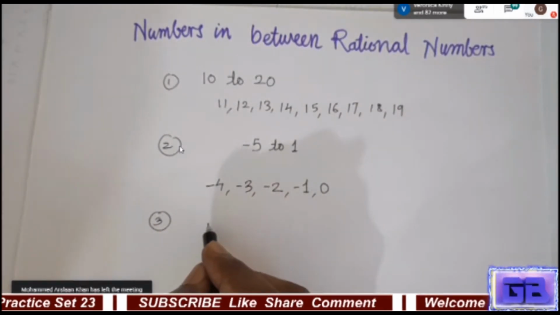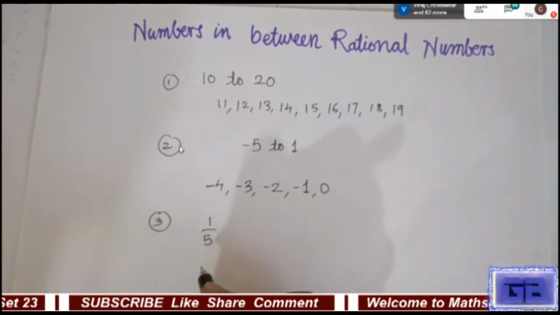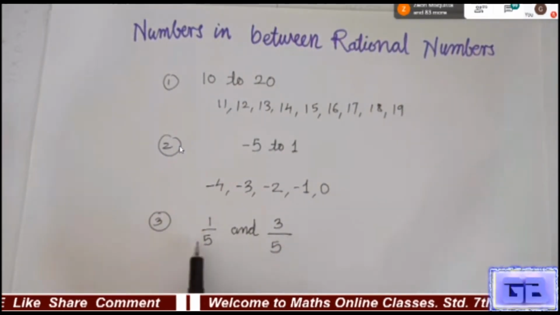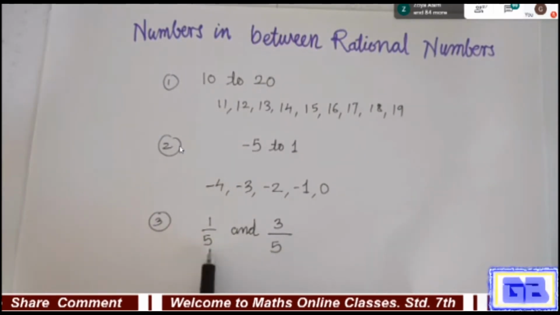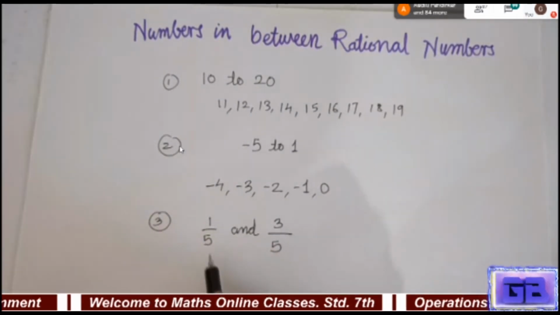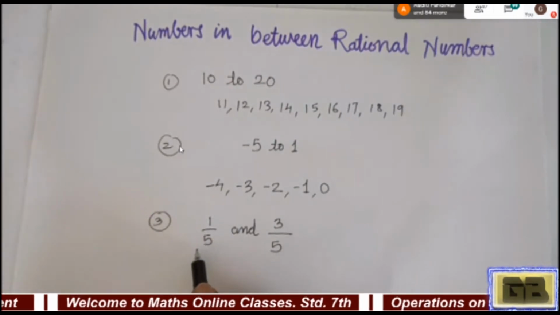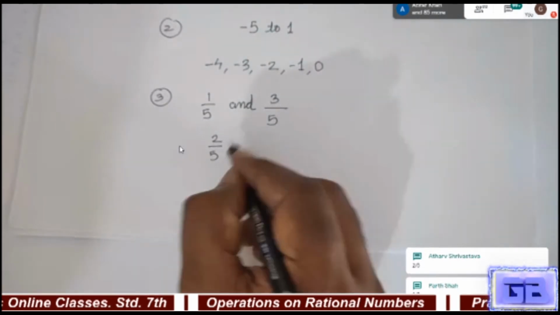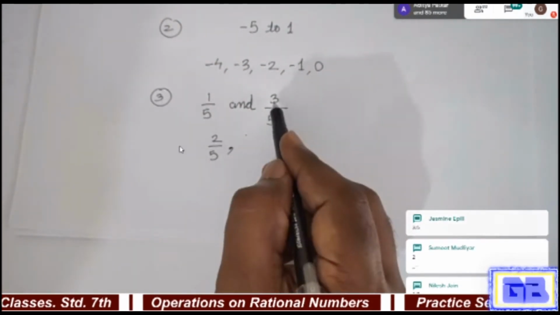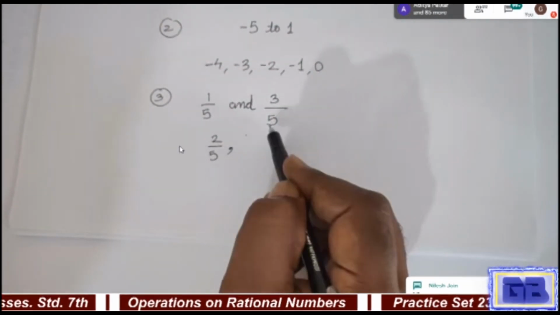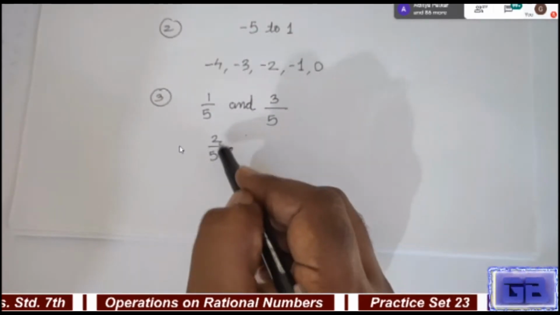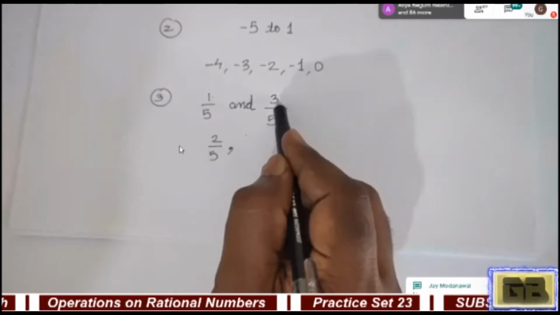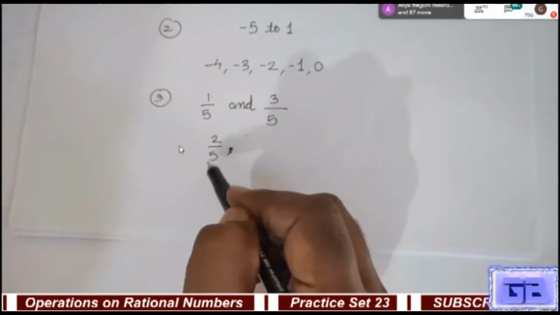If I write 1/5 and 3/5, which rational numbers will come in between these two rational numbers? The number after 1/5 is 2/5. Is any other number there? No, because the next number is 3/5. So there is only one rational number between 1/5 and 3/5, that is 2/5.